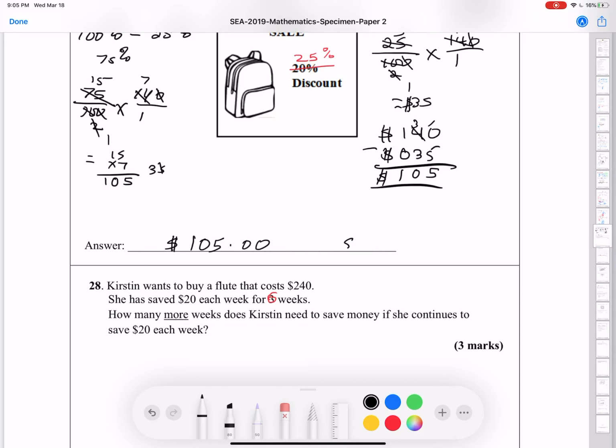Even if you put 105 dot or 105 without the dot, it would still be correct. Alright, I prefer you to express it in the standard form though. Alright.